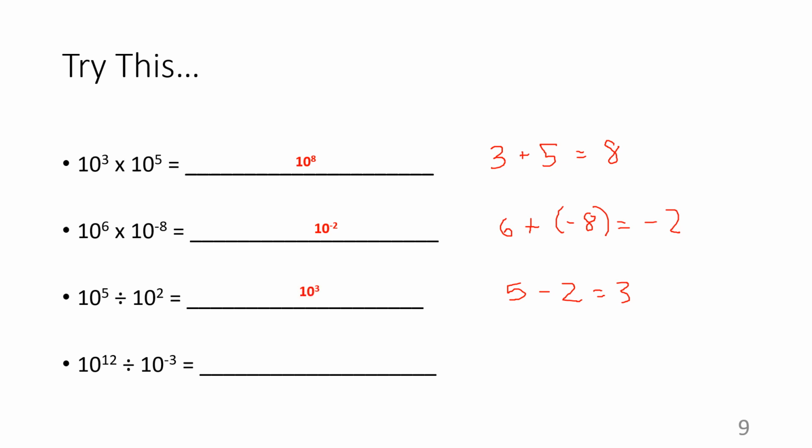And finally, 10 to the 12 divided by 10 to the negative 3. To figure out my exponent, I'm going to subtract the exponents. And 12 minus a negative 3 is actually 12 plus 3, or 15. And therefore, the answer is 10 to the 15.